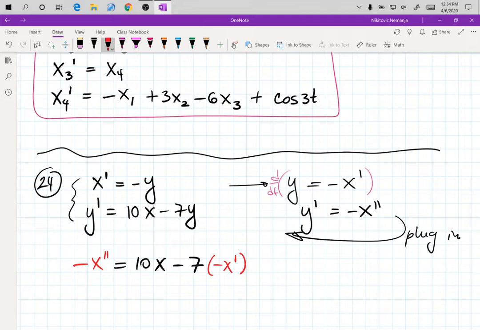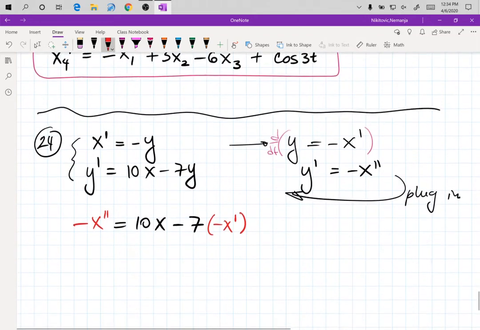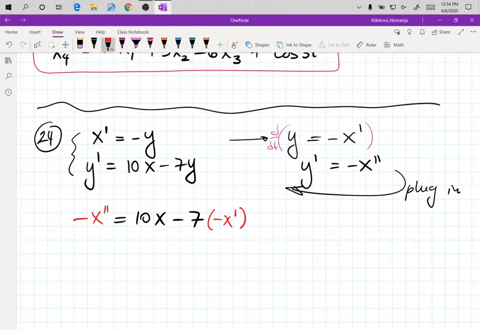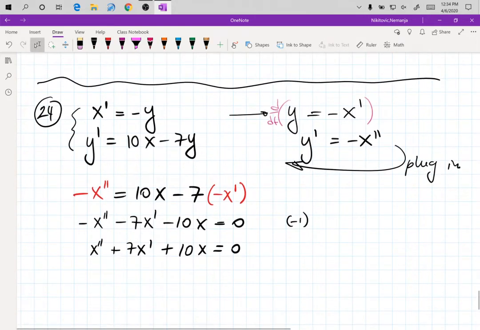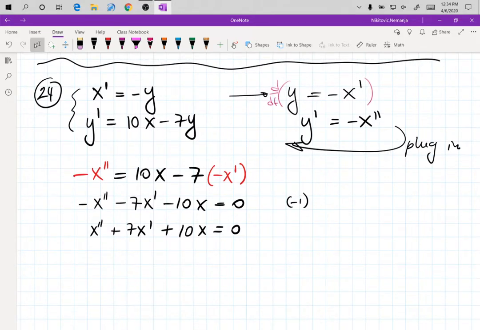So I hope all of these things made sense for a hot second. And now, negative x double prime minus 7x prime minus 10x equal to 0. Multiply everywhere by -1: x double prime plus 7x prime plus 10x equal to 0. And we are in a position to do the characteristic equation and hope for the best.